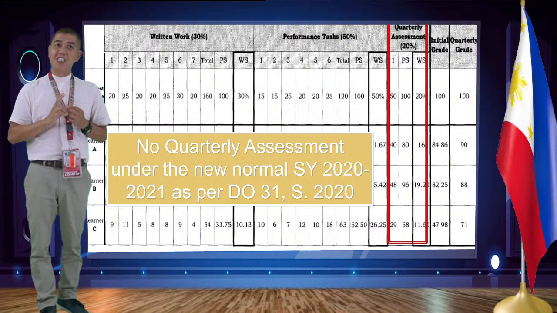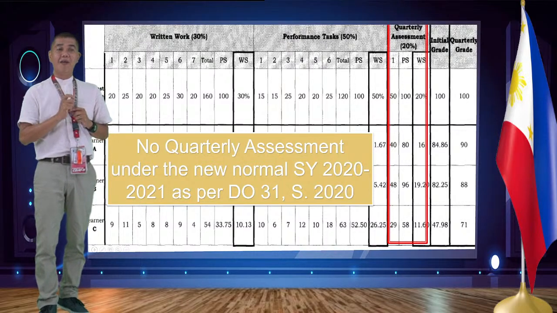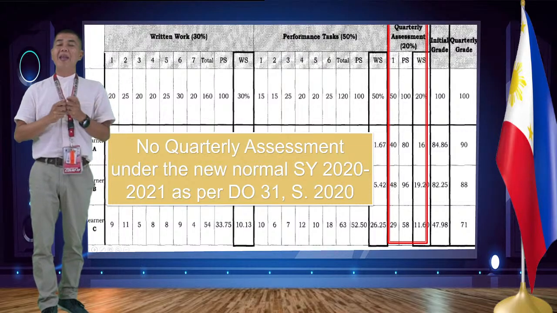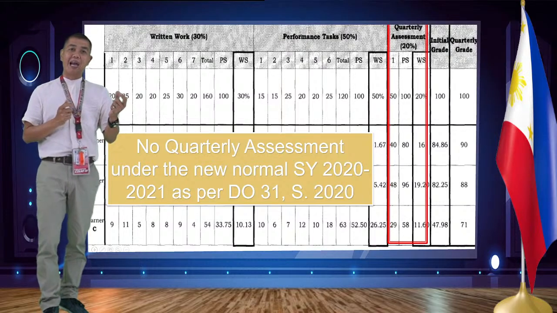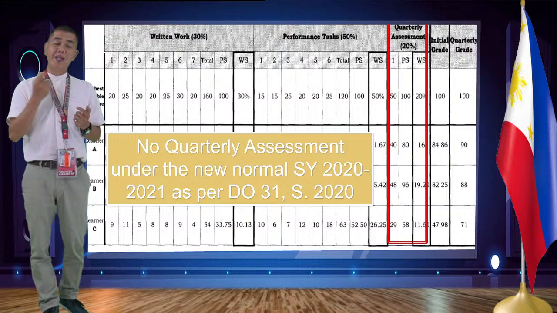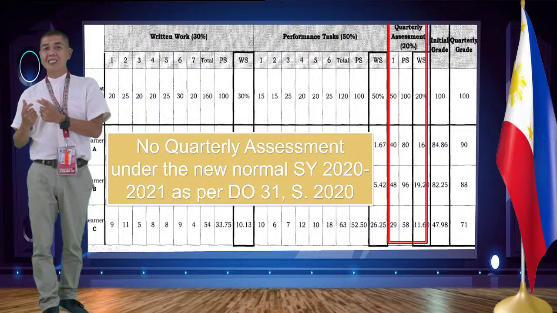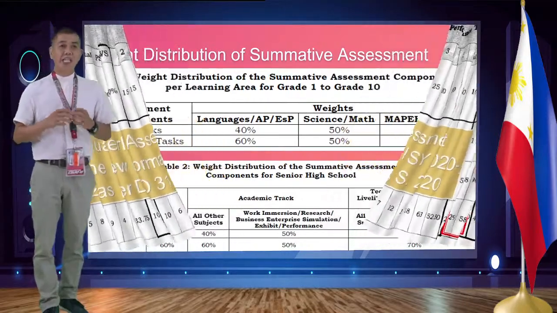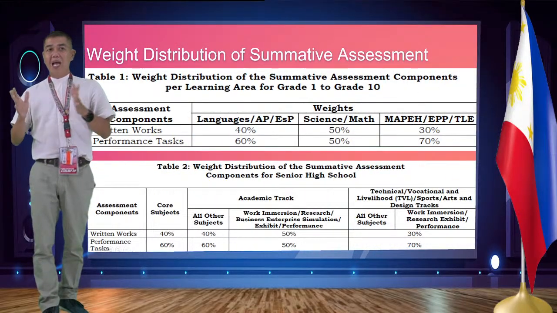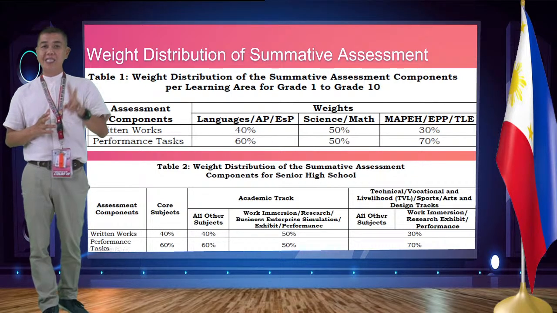And the weighted percentage of our quarterly exam, that is 20%, will be distributed equally to our written work and our performance task. So, written work will be given 10% of the quarterly exam, and the remaining 10% will be given to the performance task. So, in short, written work and performance task each have an increase of 10%. In this particular weight distribution, we have a slight change. So, there will be 2 assessment components instead of 3.